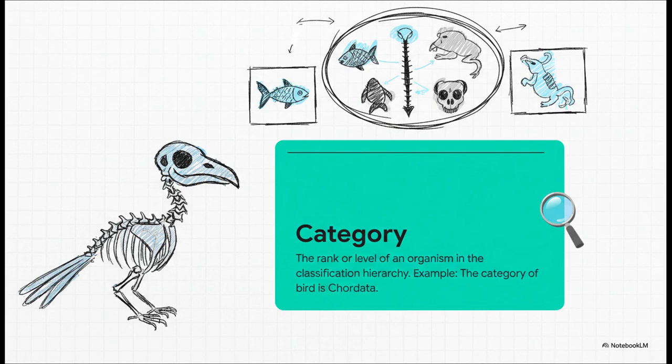We call that rank a category. So, to stick with our bird example, their taxon is Aves, but that taxon belongs to an even bigger category called Chordata, which includes all animals with a backbone.